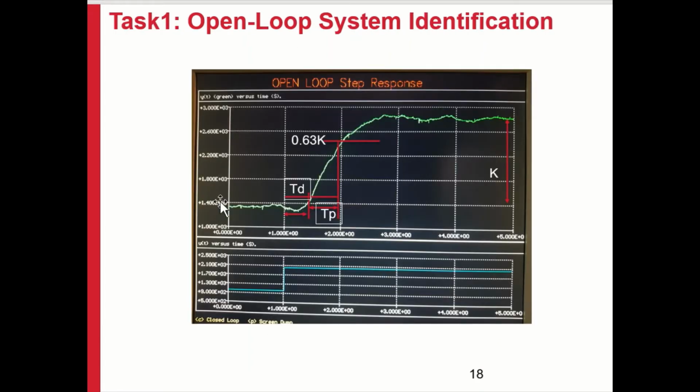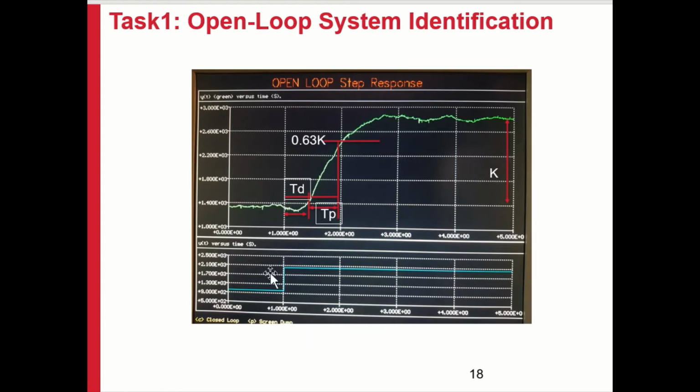If you remember back to our little live demo, we've got a step response that looks something like this, and then we could potentially measure K, we could potentially measure TD, take 63% of K, and we can measure TP. That'd be one way to do it. We could do this by measuring values off the screen, which is sort of acceptable, but it's not very accurate.